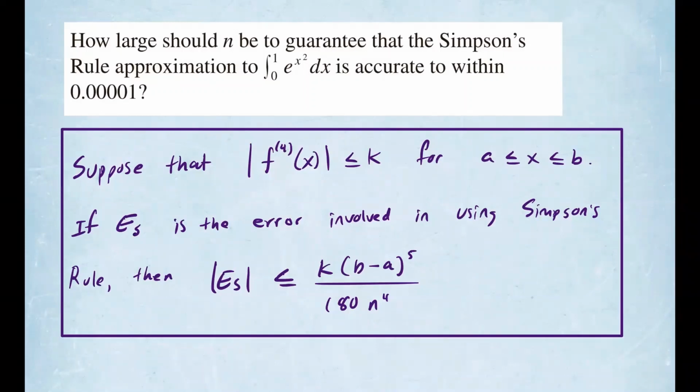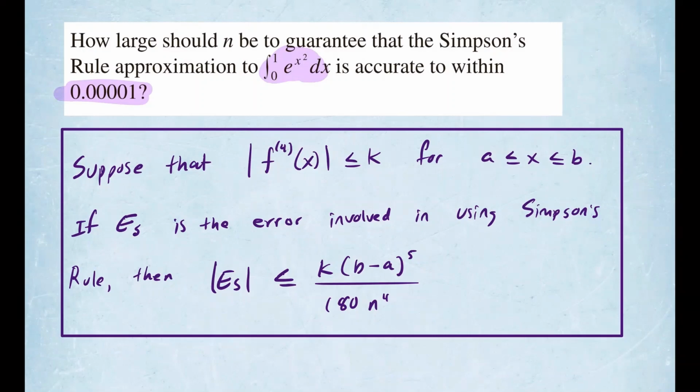All right, so for this problem, we want to know how large should n be to guarantee that the Simpson's rule approximation of this integral would be accurate within 0.0001. So here's the formal statement of the error bound for Simpson's rule.